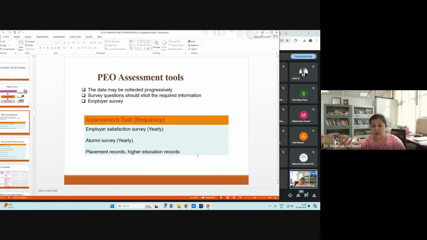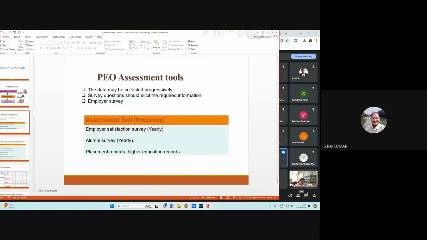There can be many more, like we see on LinkedIn how they are performing, not even the job, but if they have gone for higher studies, what is their record? If they become entrepreneurs, or they have started as part of some incubation centers. All these you can find out and form some survey questions, and this survey can be done yearly to check whether the outcomes have been attained or not. So it is a yearly process.